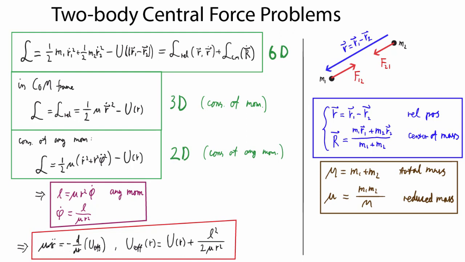So mu, which is the reduced mass, times r double dot, it's just mass times acceleration, equals minus the derivative of U effective, which consists of the real potential plus this centrifugal potential here. We've now reduced the problem to a 1D problem. And this last reduction in complexity also came courtesy of conservation of angular momentum. Okay, so we have now simplified the problem sufficiently that we can actually try and solve it.